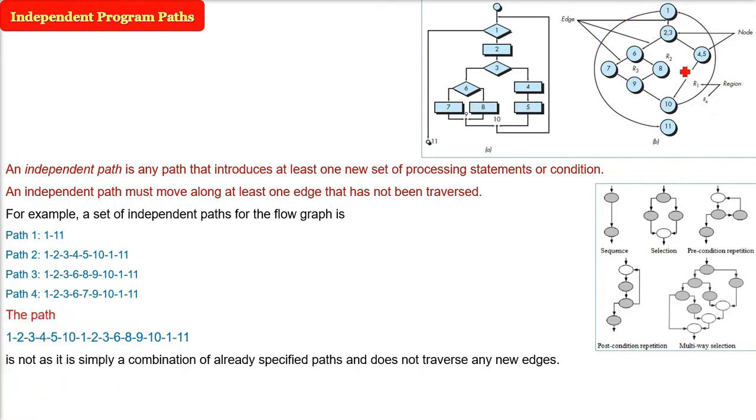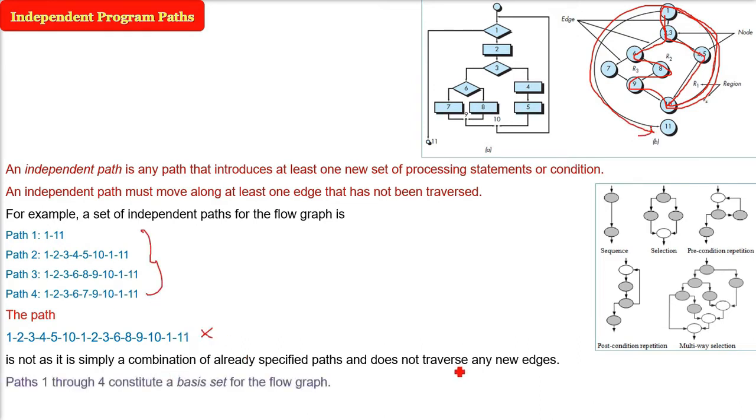Because in this path, we start with 1, 2, 3, 4, 5, 10, 1, 11, and then we go again to 2, 3, coming back. This can be a path. 6, 8, 9, 10, 1, and then 11. So this is not. Why? Because this is simply a combination of already specified paths 1 to 4, and does not traverse any new edges. So paths 1 through 4, which we have devised here, constitute a basis set for the flow graph. This is the basis set.